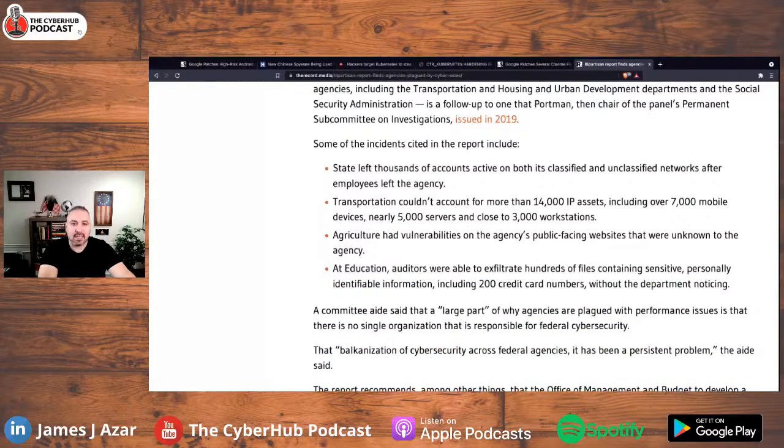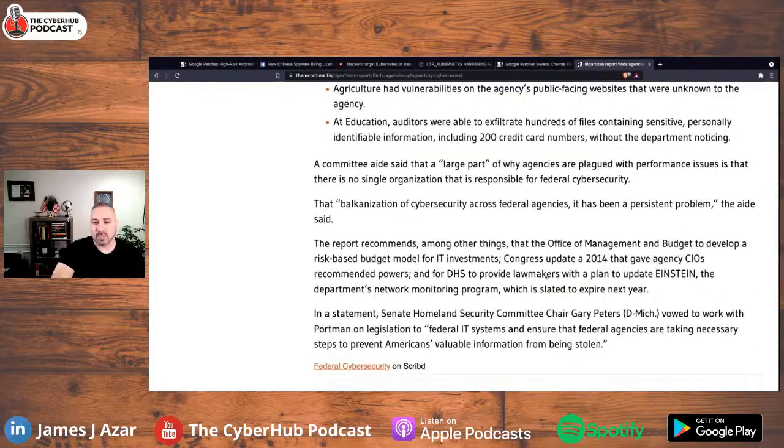A few of the highlights of the report: State left thousands of accounts active on both its classified and unclassified networks after employees left the agency. Transportation couldn't account for more than 14,000 IP assets, including 7,000 mobile devices, nearly 5,000 servers, and close to 3,000 workstations. Agriculture had vulnerabilities on the agency's public-facing websites that were unknown to the agency, and Education auditors were able to exfiltrate hundreds of files containing sensitive PII, including 200 credit card numbers, without the department even noticing.